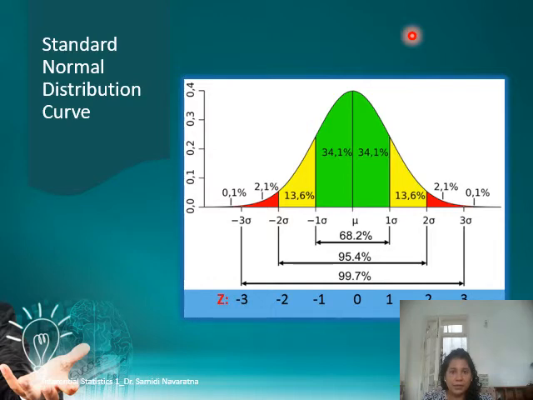Then the area between 1 SD is 68%, and the area between 2 SDs is 95%, and the area between 3 SDs covers 99%, actually more than 99% of the total area. So any normal distribution can be standardized in this way by converting its values into Z scores.